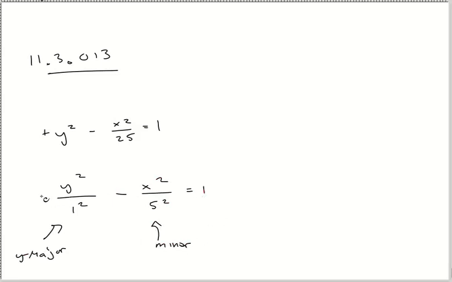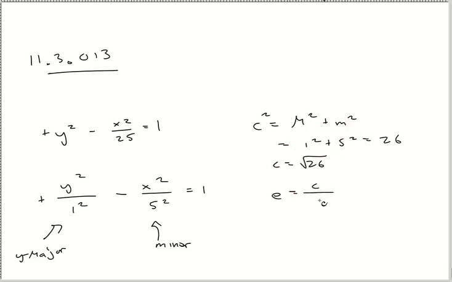Because, again, this is a positive versus a negative. Which one's bigger? Bigger as in, like, more positive. You get the idea. I don't want to always stress that, though. I just want to make a point. And so I have my major. I have my minor. Let's go and find all the other things that I'm going to need before I keep going. So c squared is equal to major squared plus the minor squared. So I got a 1 squared plus 5 squared. 26. So c is equal to the square root of 26. So that's cool. E is equal to c over major.